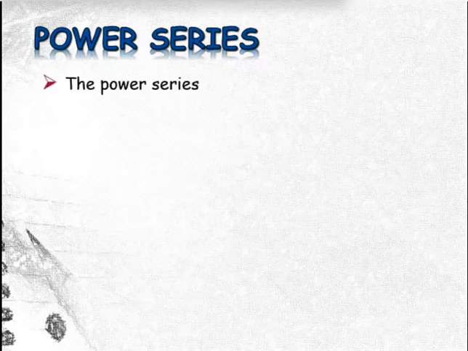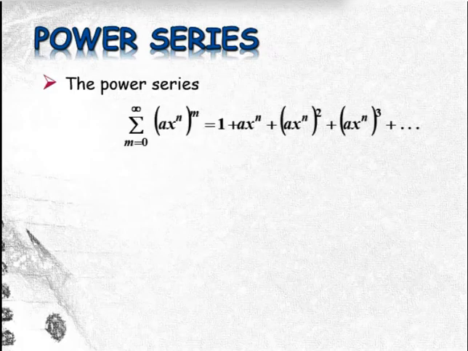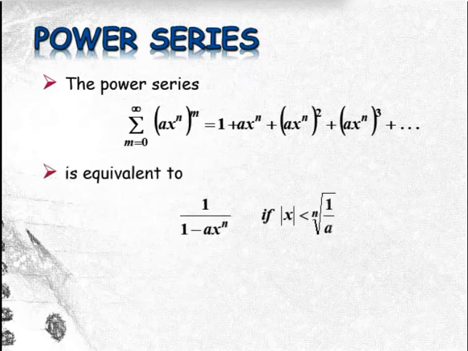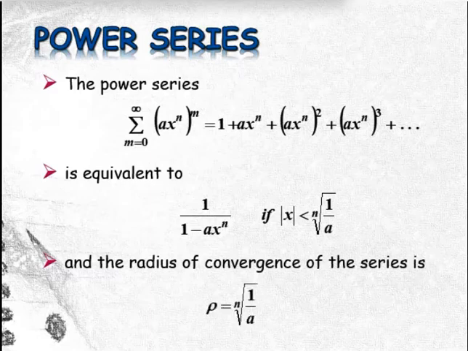Again, if the power series is in geometric series form, we have the following generalization. The power series given by the summation of ax to the n raised to m from m equals 0 to infinity is equivalent to 1 over 1 minus ax to the n if the absolute value of x is less than the nth root of 1 over a. And the radius of convergence of the series is given by rho, which is the nth root of 1 over a.